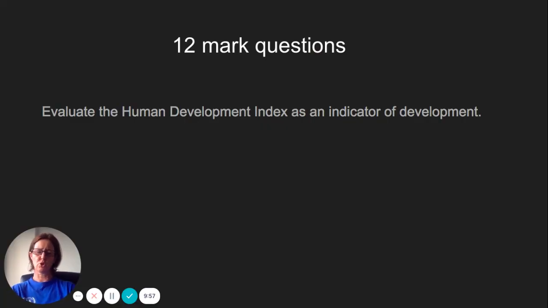Now, what I suggest you do is go through again and have a look at some of the countries that are at the top, the bottom, and make sure you can define what the HDI is, why it's important, limitations, because it's evaluation, all right, and point form a skeleton or a scaffold for this 12-mark question here.